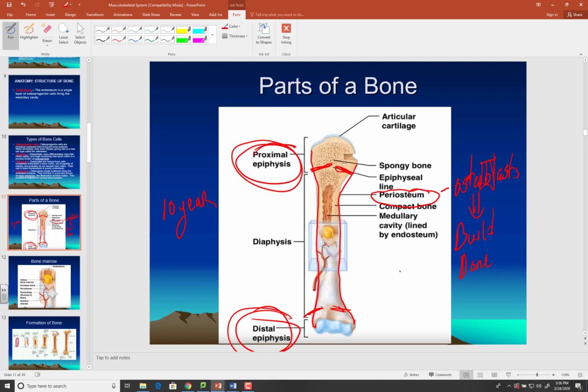Now, you have the medullary cavity. This is where the bone marrow is located. And within the lining of the medullary cavity, you have what's called the endosteum. The endosteum is loaded with specialized bone cells called osteoclasts, and osteoclasts break down bone. So it makes perfect sense. It's actually kind of beautiful.